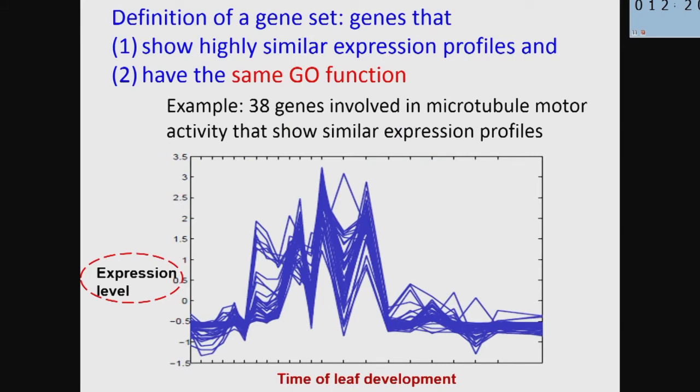The method, we use some traditional ideas, but we add one thing: the gene set should have the same GO term, okay? We want to make sure that the genes in the gene set are involved in the same function, okay? That actually makes our method significantly better than the traditional method, okay?